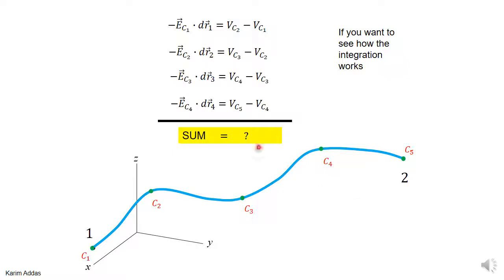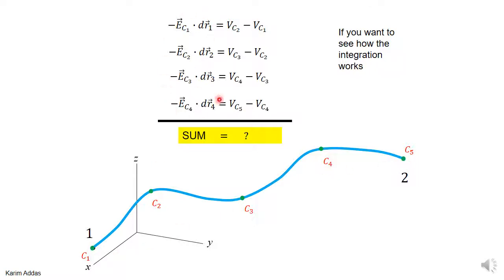Now when you add all these things up, of course, you have not just 4 terms, you have an infinite number of terms, but look and see what happens when you do the addition. You have VC2 minus VC2, it's gone. VC3 minus VC3, it's gone. VC4 minus VC4, it's gone. The only thing that will survive on the right-hand side is the potential at point C5, which is the potential at the final point 2, minus the potential at the initial point C1, which is the point over here. So when you add up all these differences in potential as you go along the path, you just end up with the potential at the final location minus the initial location.